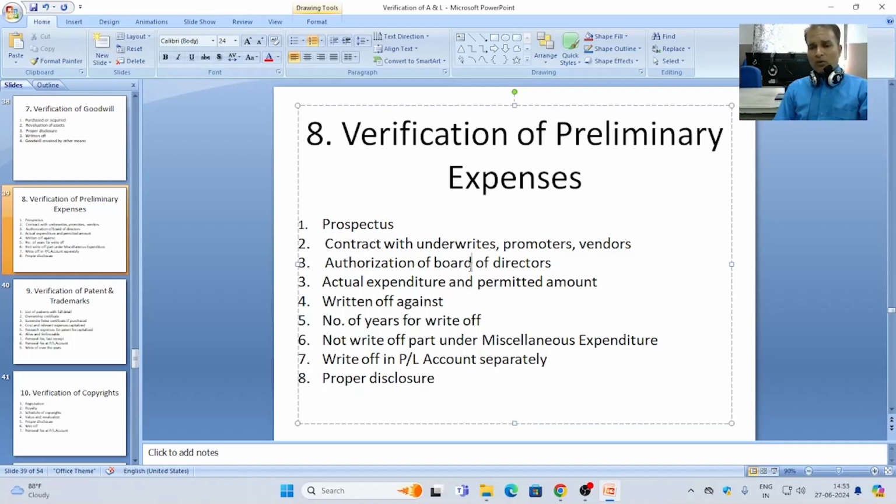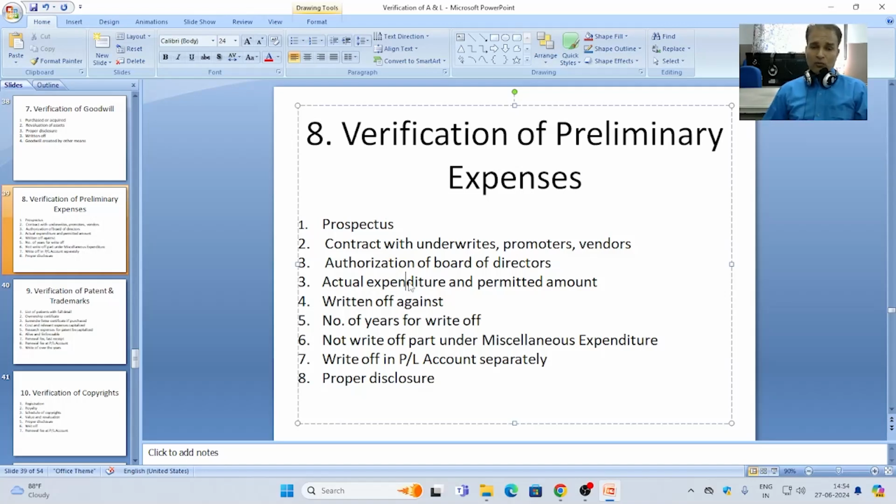Authorization of the board of directors is very much required at the time of verification of preliminary expenses by the auditor, that is, what amount and what process is given by the board of directors for the preliminary expenses and their recording in the books of accounts.